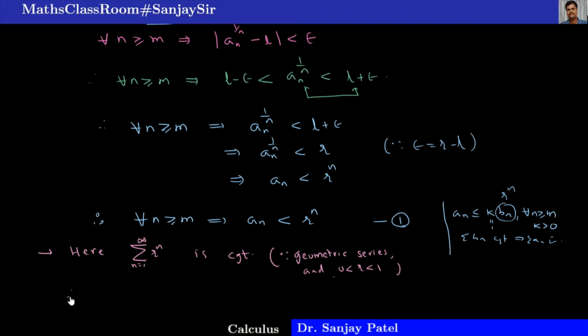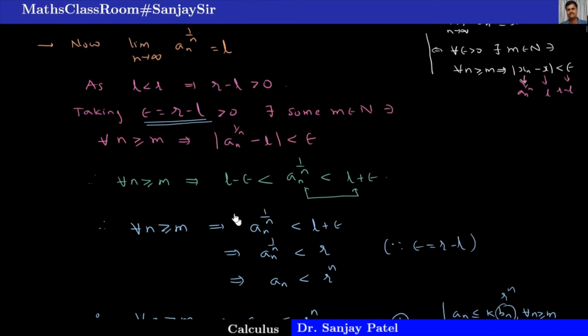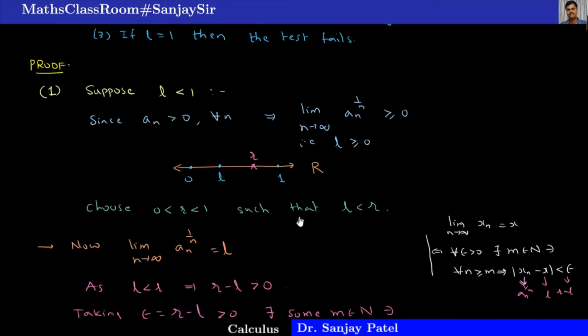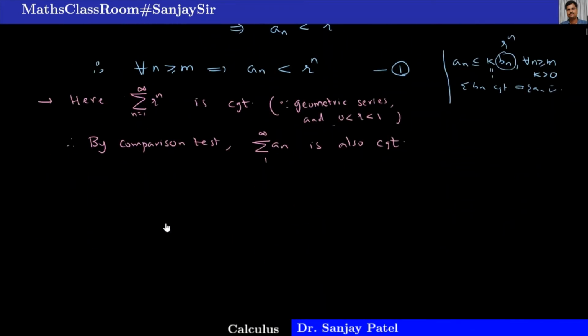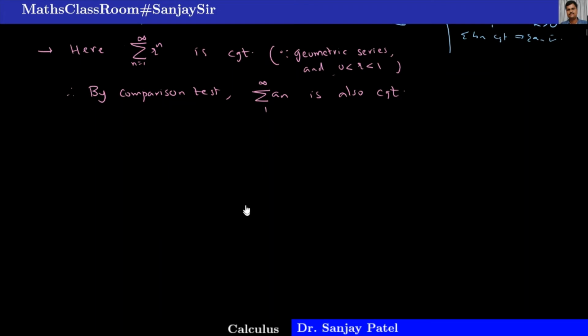So sigma R raised to n is convergent. And therefore, by comparison test, we can say that sigma a_n, this series from n equal to 1 to infinity, is also convergent. Okay. The first part is proved. If the limit L is less than 1, then the series sigma a_n is convergent. Now consider the second case where L is greater than 1.